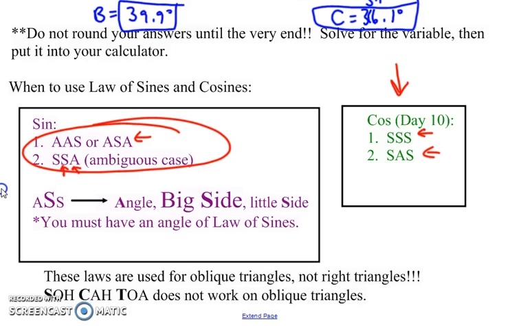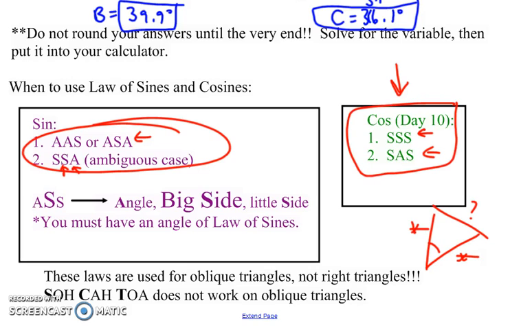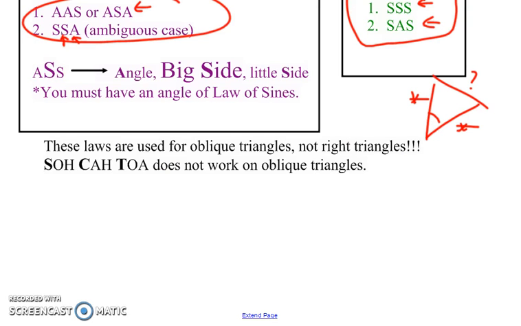Or a side, included angle, and a side. If I know this side and this angle and this side, again, I don't have an angle and its opposite side matched up. So thus the law of sines is not going to work. We'll have to use something else called the law of cosines. Again, that's for a later lesson. So again, these laws are for oblique triangles. SOHCAHTOA does not work on oblique triangles. You don't have a hypotenuse when you're talking about an oblique triangle.